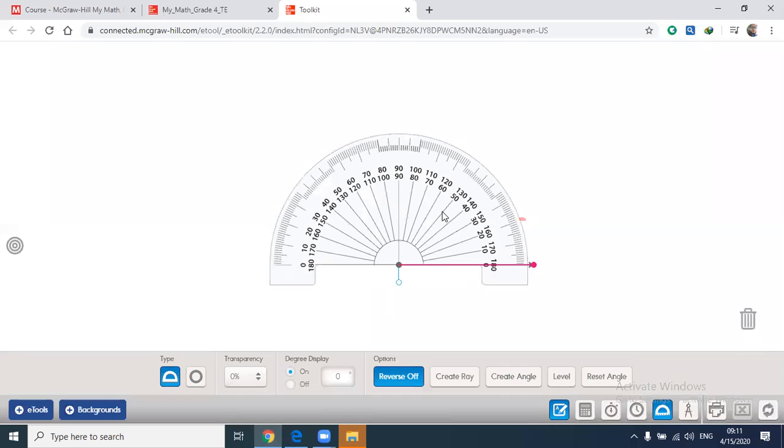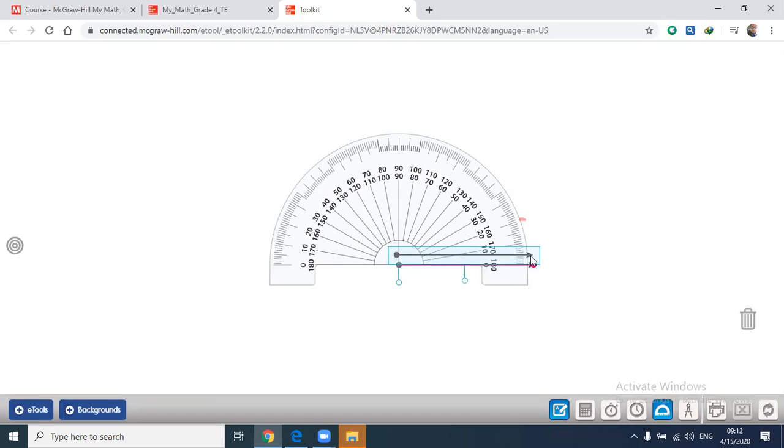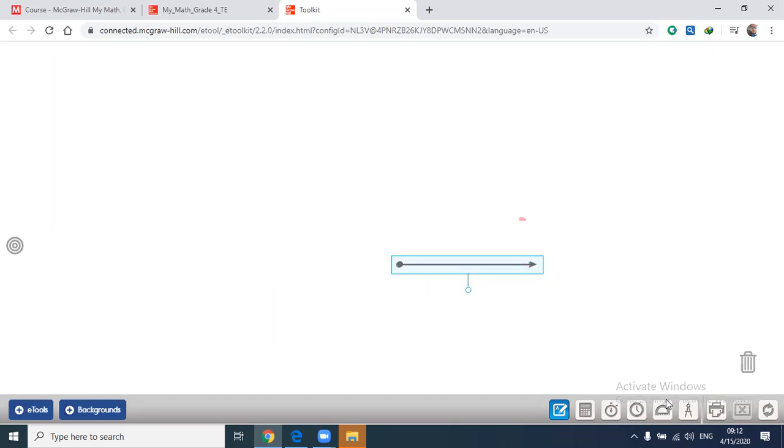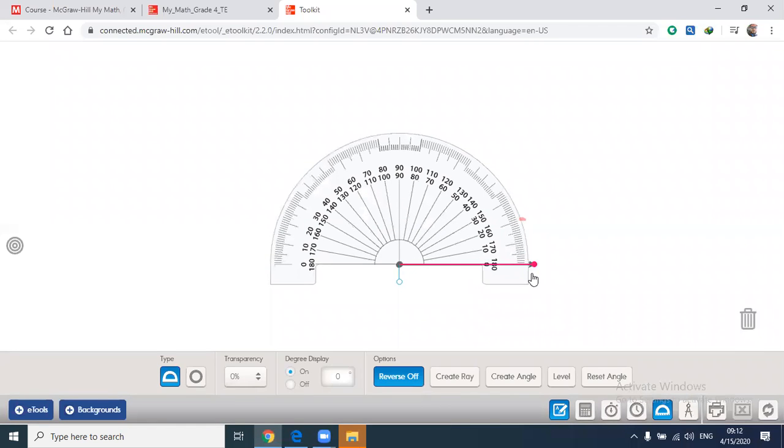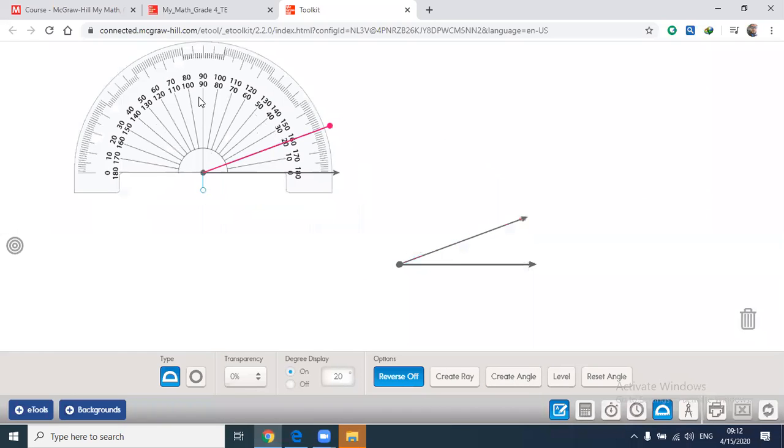And then it will be like this. As you see, the angle was measured 20 degrees.